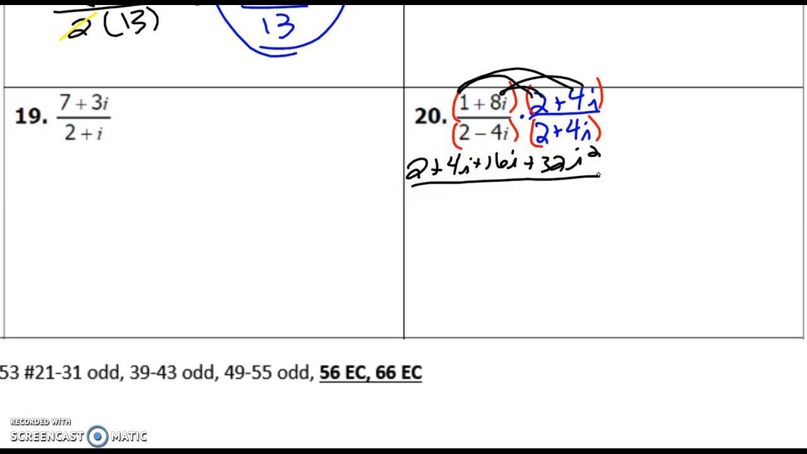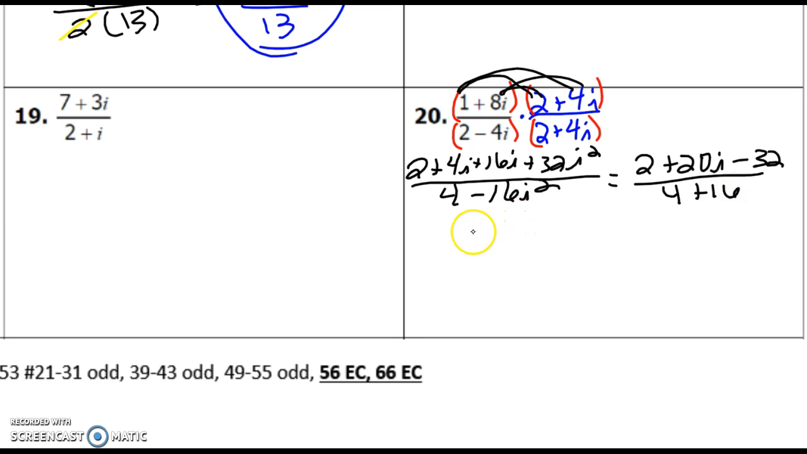All over. If you're getting the hang of this, it's just the first one and then the last one, because the inside and outside end up canceling. So now simplify. So 2 plus 20i minus 32, because remember i squared is -1. 4 plus 16. So we get on the top -30 plus 20i. And then on the bottom we're getting over 20.